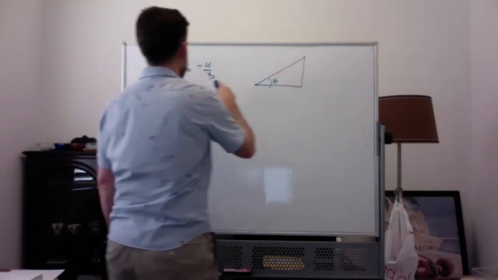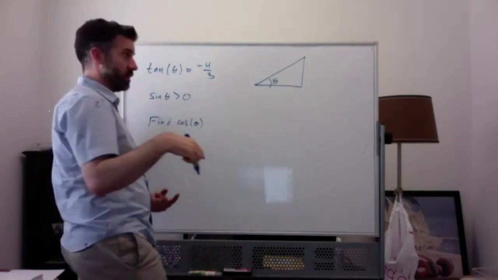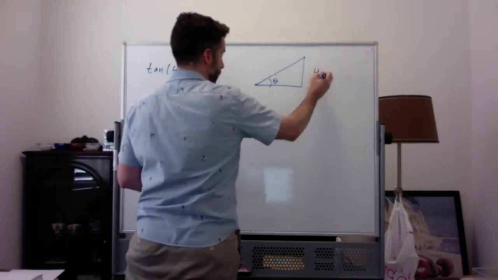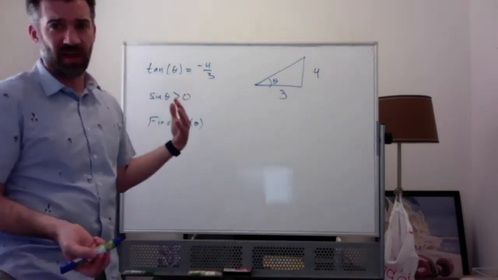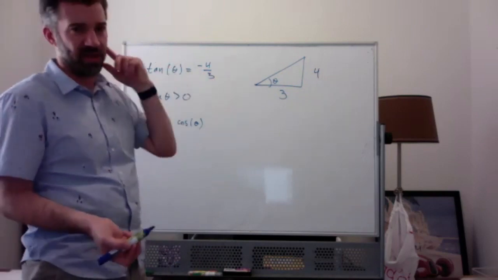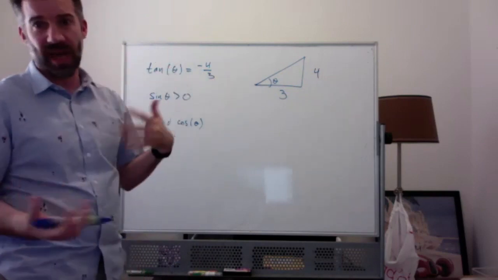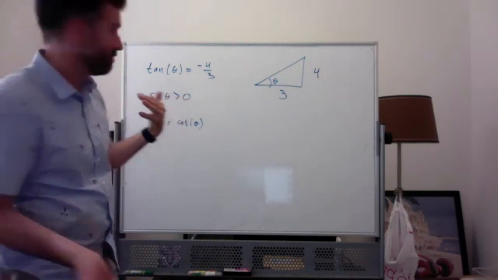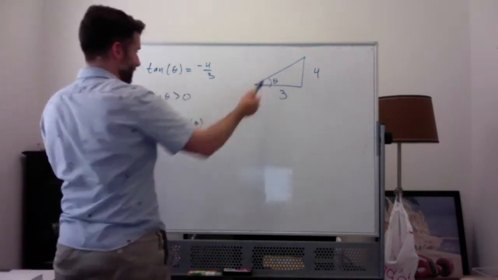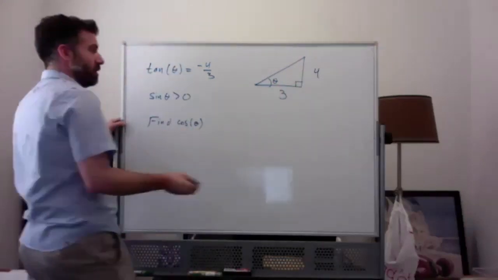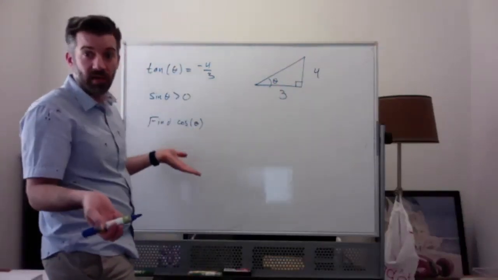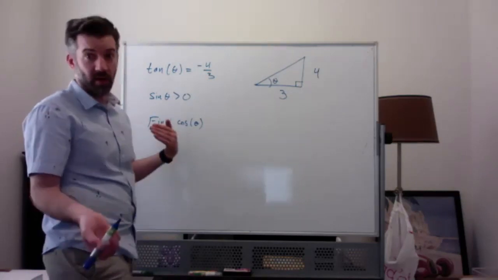So tangent of theta is opposite over adjacent, so I'm going to make the opposite side 4, the adjacent side 3. You can make it -4 over 3 or 4 over -3, but you know me, I don't like to write the negatives on my triangle. So then I'm going to find the third side, because I'm going to need the hypotenuse to figure out what cosine is. This one is probably obvious. Maybe it's a 3, 4, 5 triangle.